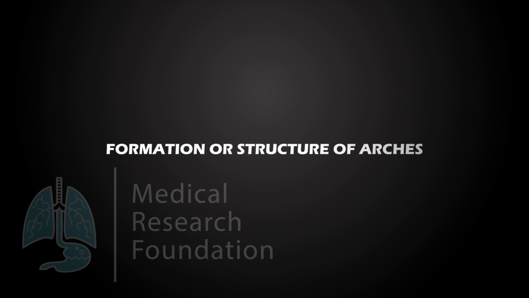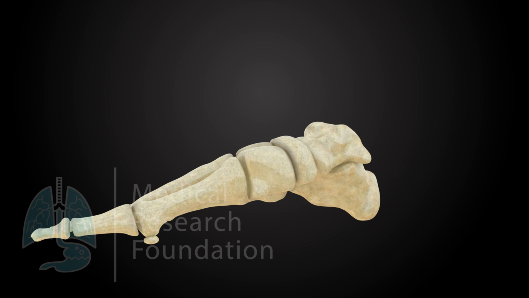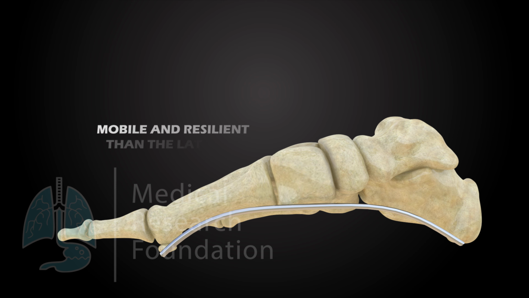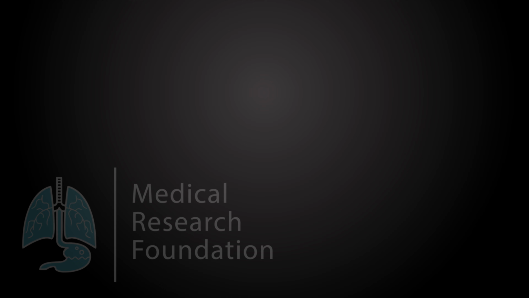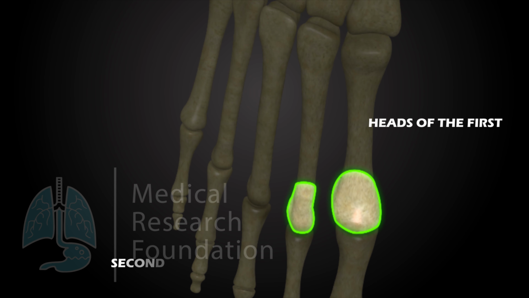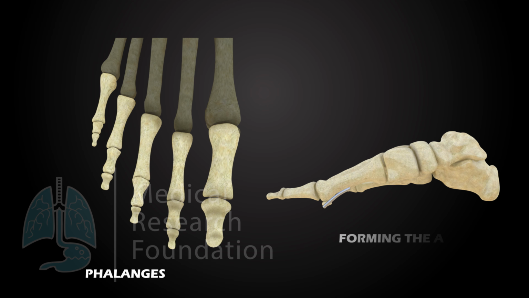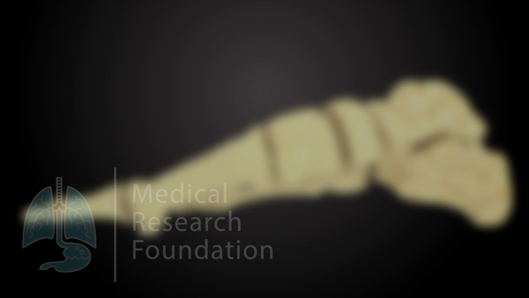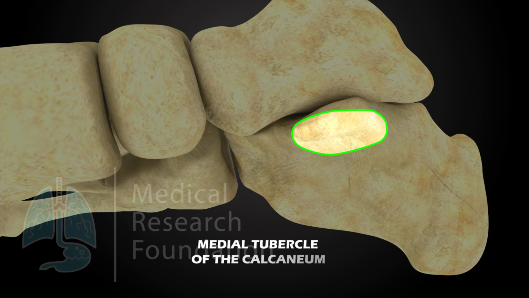Formation or structure of arches: medial longitudinal arch. This arch is considerably higher, more mobile and resilient than the lateral. The anterior end is formed by the heads of the first, second, and third metatarsals. The phalanges do not take part in forming the arches. The posterior end of this arch is formed by the medial tubercle of the calcaneum.